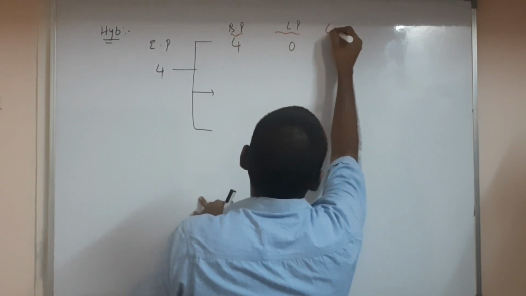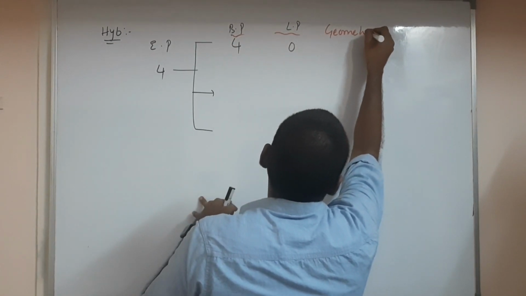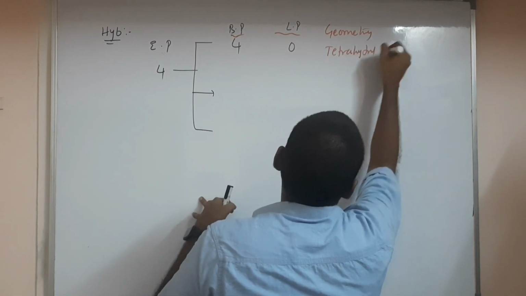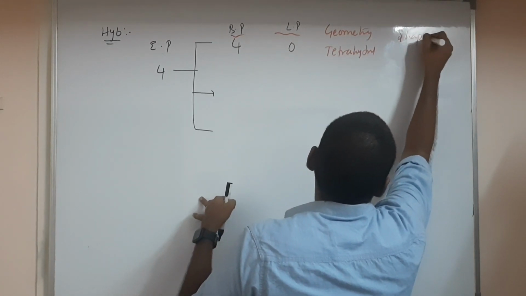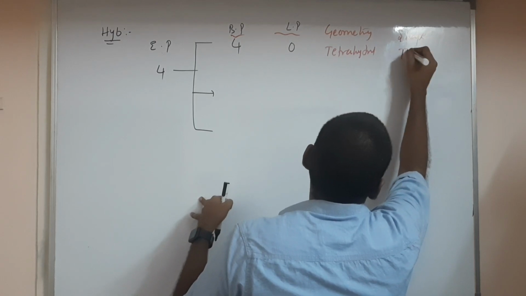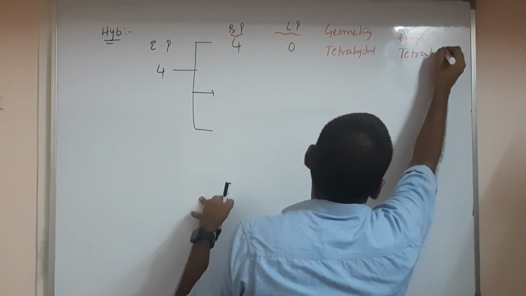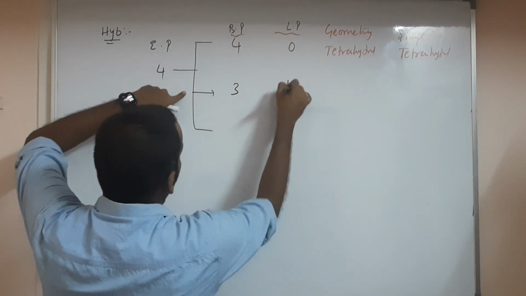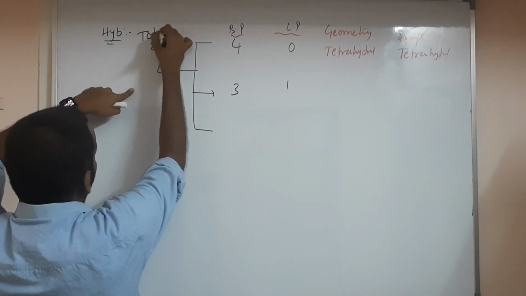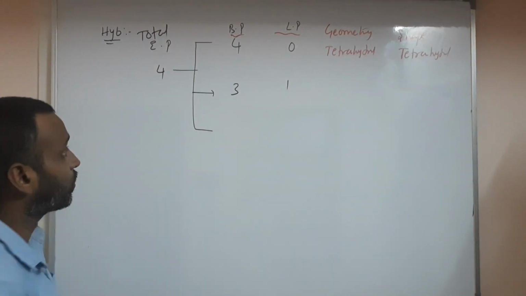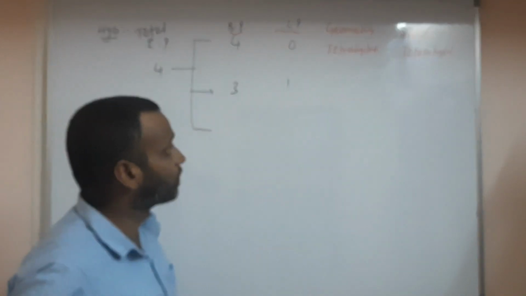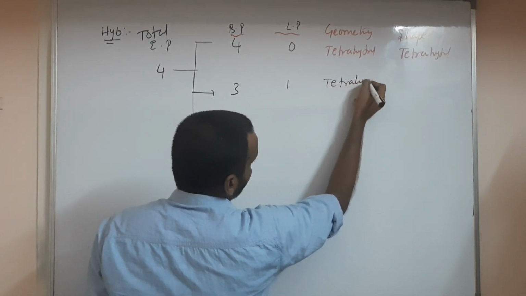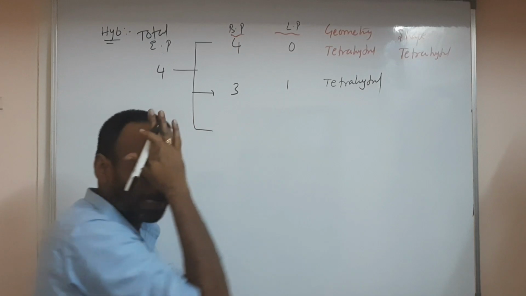Then what is the geometry? Geometry is tetrahedral. And what is the shape? Shape is also tetrahedral. Like this I was given. 3 and 1. Total electron pairs are 4: 3 bond pairs, 1 lone pair. Then tetrahedral geometry.